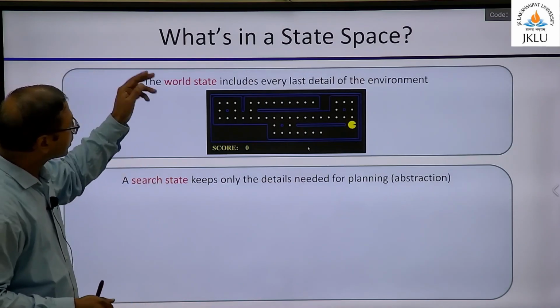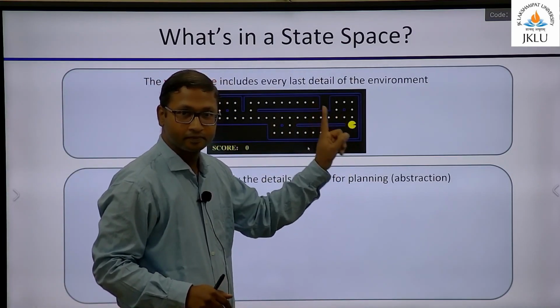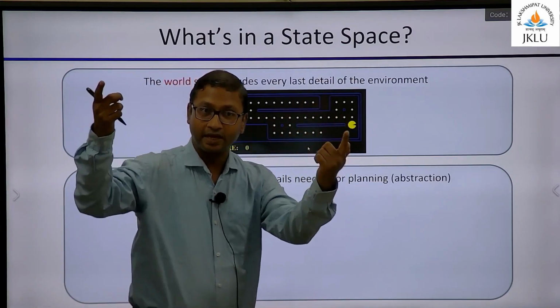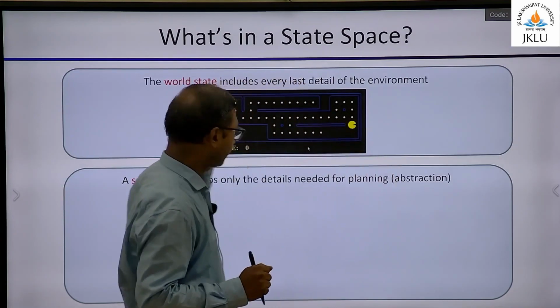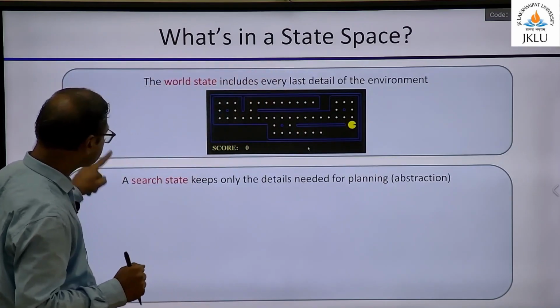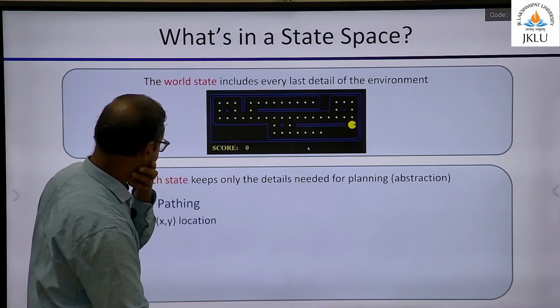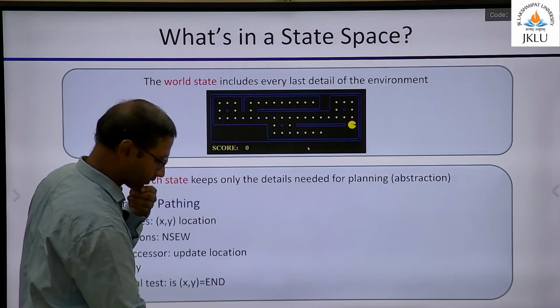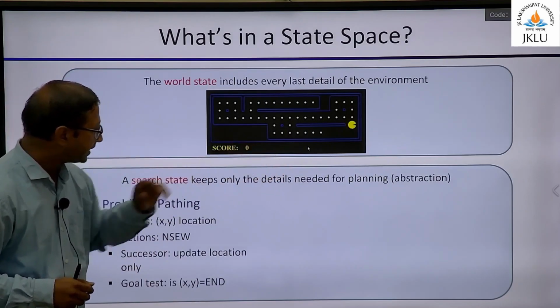So the world state includes every last detail of the environment except Pacman. Everything is environment to our system because our agent is Pacman. Okay, so the world state is every last detail of the environment, as such the search state keeps only the details needed for planning.